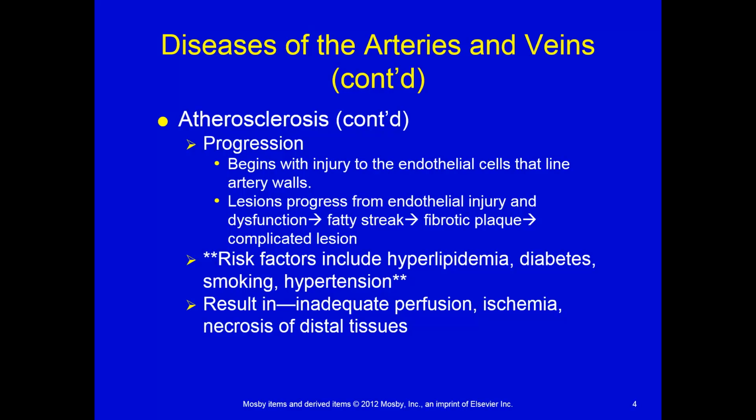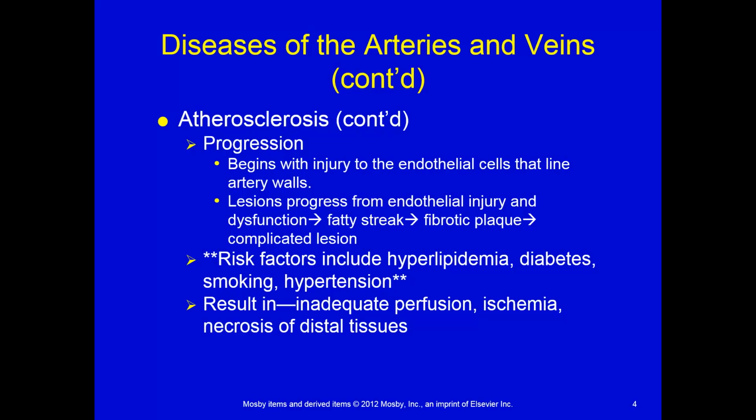So, progression. One, the first thing that happens inside the artery is that it begins with some sort of injury to the endothelial cells that line the artery walls. Now, in the case that we're talking about, the injury could honestly be the deposition of those lipids, those cholesterol-laden bodies from our diet. They're foreign objects that do not belong inside the arteries, on the artery walls. So that is considered an injury to the arterial wall.